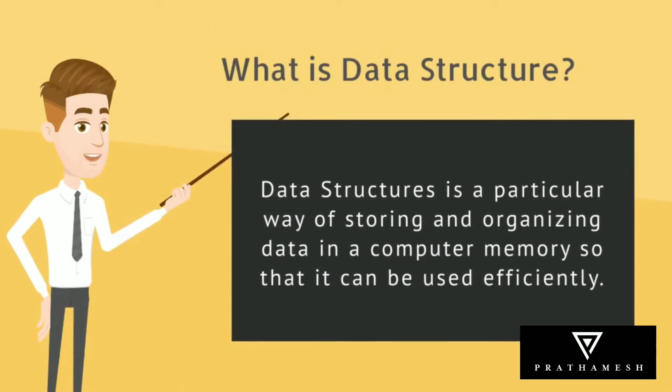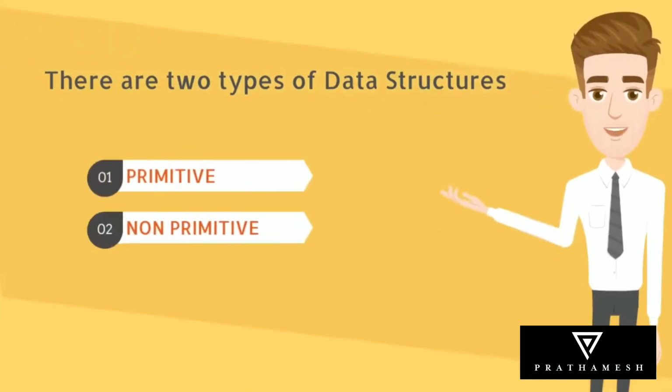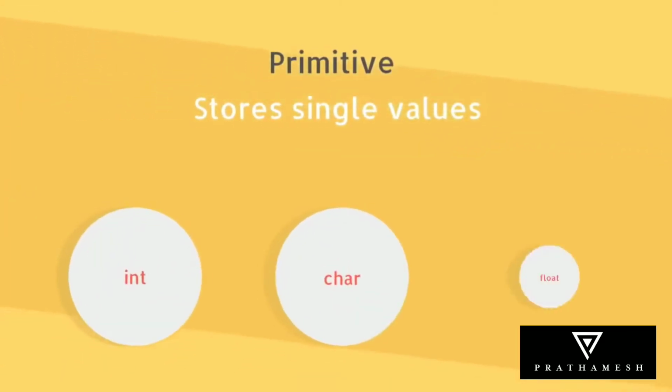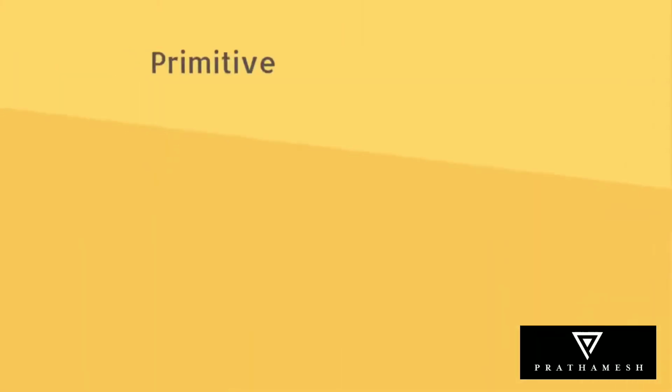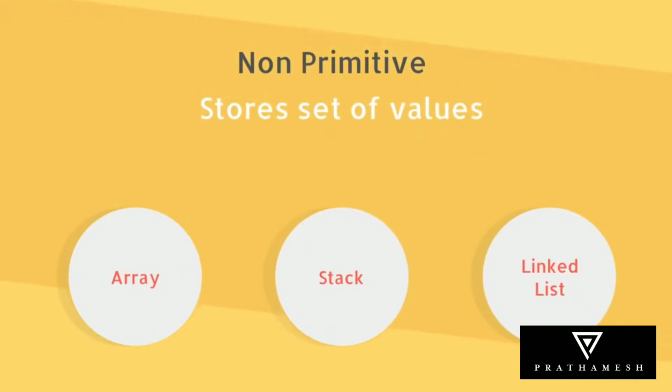Data structure is a particular way of storing and organizing data in a computer memory so that it can be used efficiently. There are two types of data structures: primitive and non-primitive. Primitive stores single values: int, char, float. Non-primitive stores sets of values: array, stack, linked list.